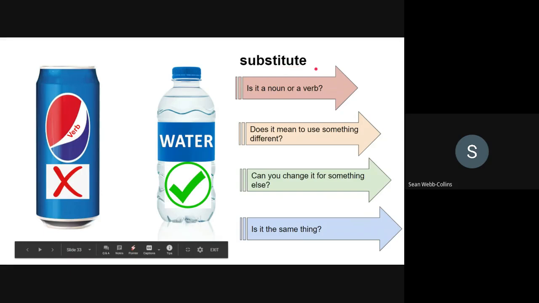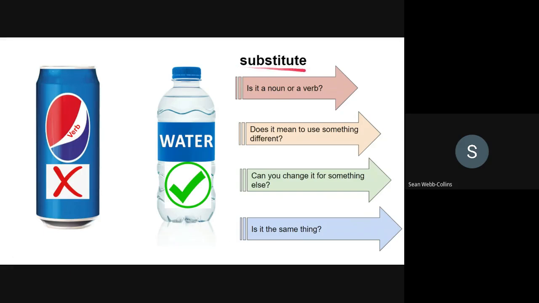A substitute. Is it a noun or a verb? It is a verb. We don't see the article before it, so it must be a verb.